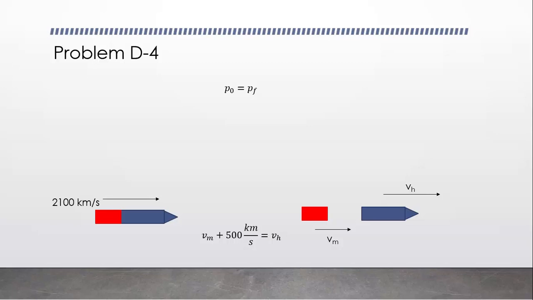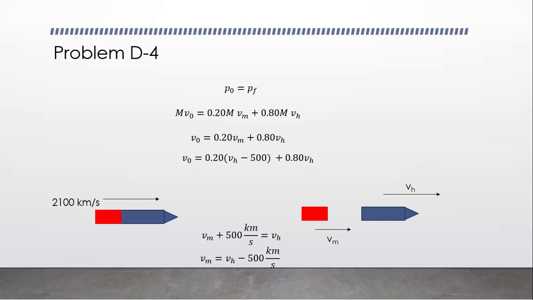So we're going to do momentum initial equals momentum final. The initial momentum, m times v initial, has to be equal to 0.2 m, the mass of the module, times the velocity of the module, plus 0.8 m, the mass of the hauler, times the velocity of the hauler, Vh. If I divide everything by m, the m cancels out. Now I know a relationship between Vm, what I'm ultimately trying to find, and Vh: Vm is equal to Vh minus 500. So let's plug that in for Vm.